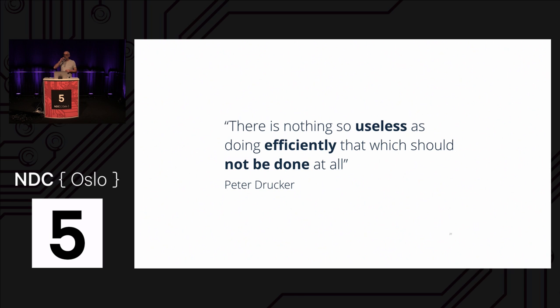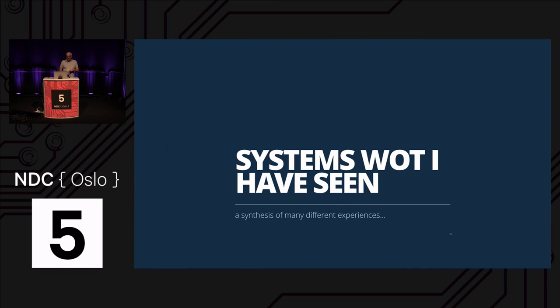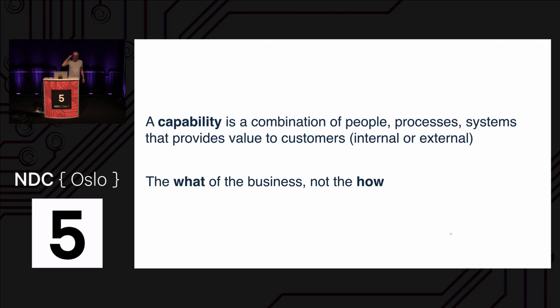So, stuff I've seen. I want to define some terms first. The first one is, what is a capability? I talk about capabilities a lot. A capability is a combination of processes, people, systems that provide value to a business in some way and to customers, right? And those customers could be internal, they could be external. It's essentially the stable parts of your business, the what of the business, not the how.